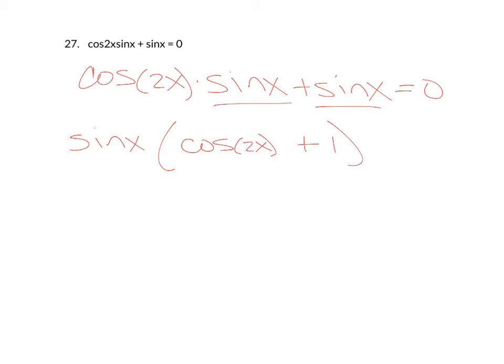All right, so I factor out sine. Then sine equals 0, and cosine of 2x equals negative 1. Sine equals 0 at 0, pi, and 2 pi.